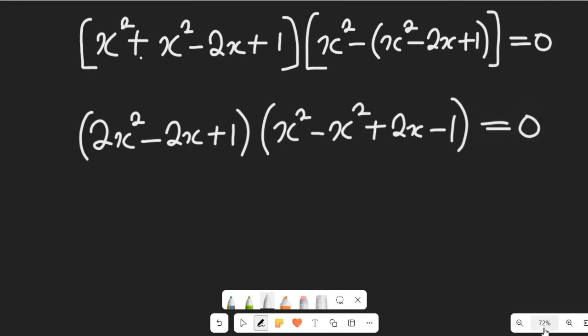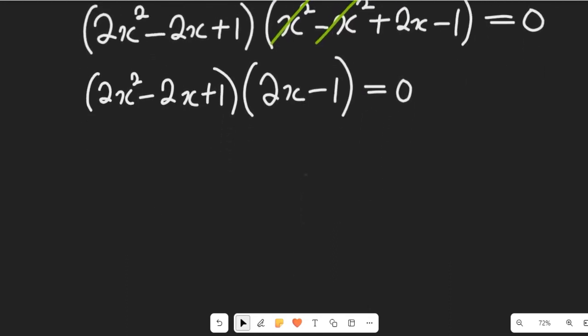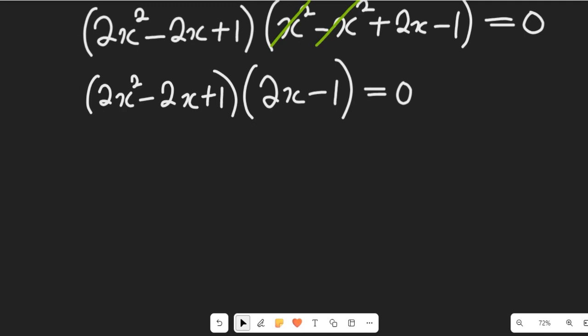So let's simplify further. We're going to have 2x squared minus 2x plus 1, and then the x squared terms clear out, right? And then we'll be left with 2x minus 1, and this will be equal to 0. Great. Now, how do we go about simplifying this?